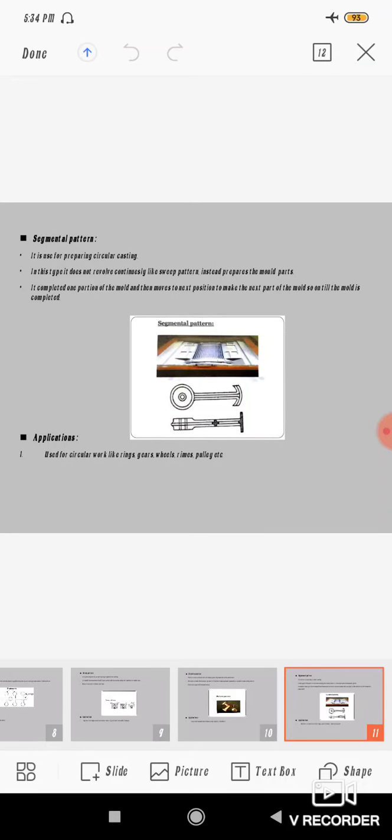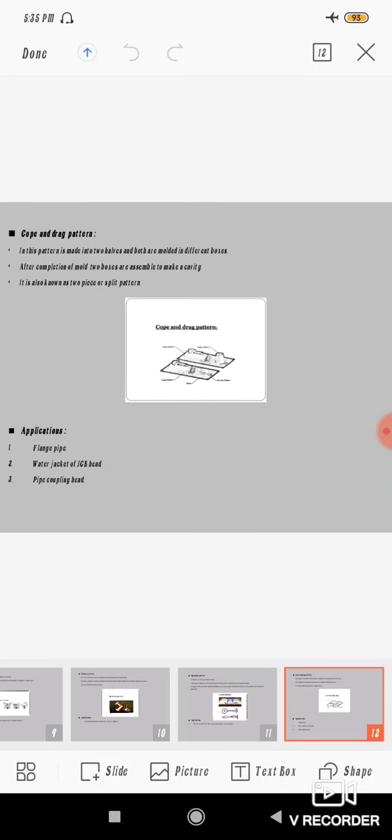Segmental pattern. It is used for preparing circular castings. In this type, it does not revolve continuously like a sweep pattern, instead it prepares the mold in parts. It completes one portion of the mold and then moves to the next position to make the next part of the mold, and so on till the mold is completed. This is the segmental pattern. Applications: used for circular work like rings, gears, wheels, rims, pulley, etc.